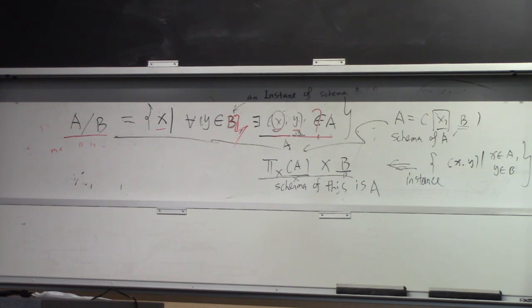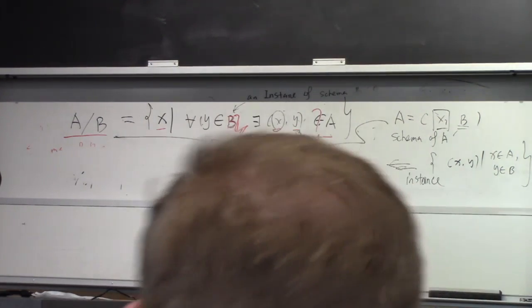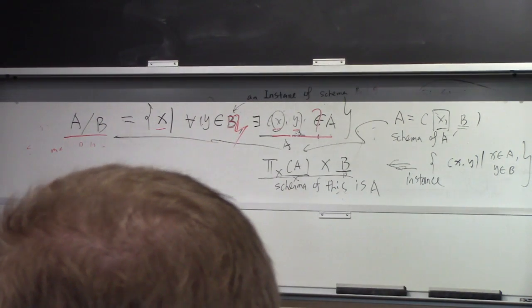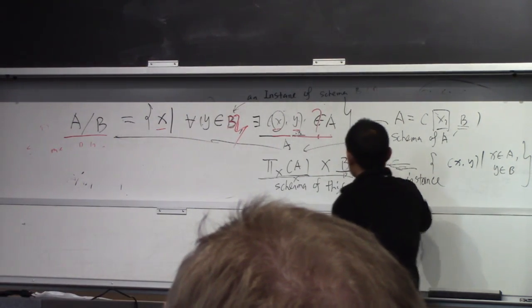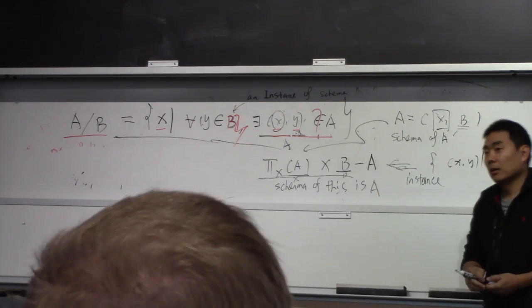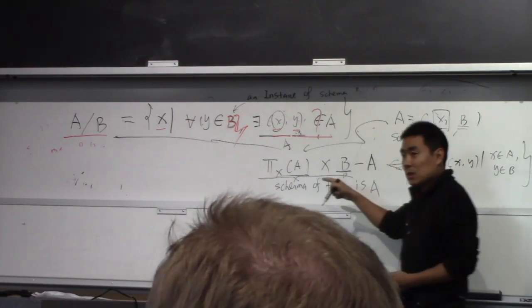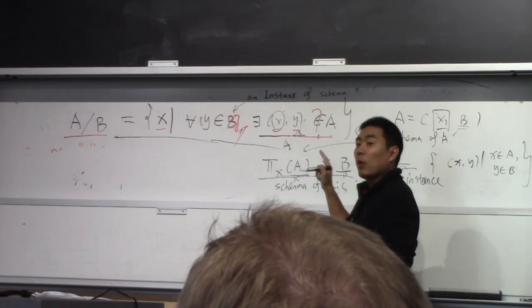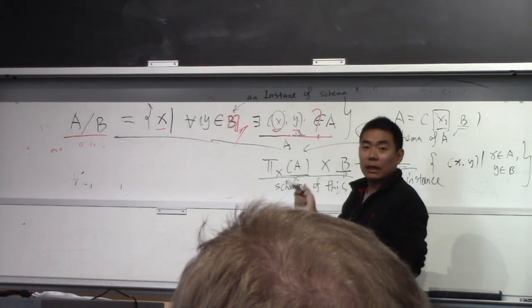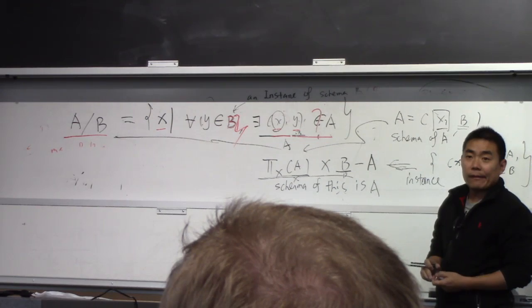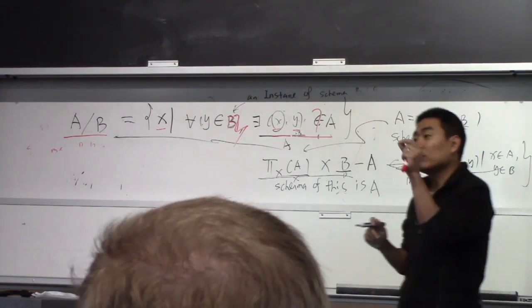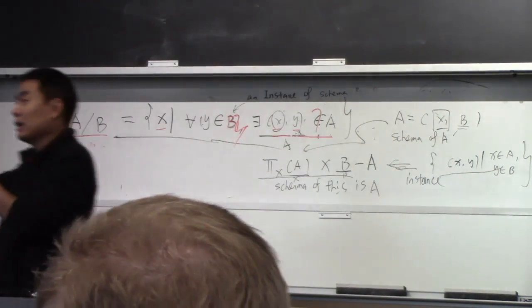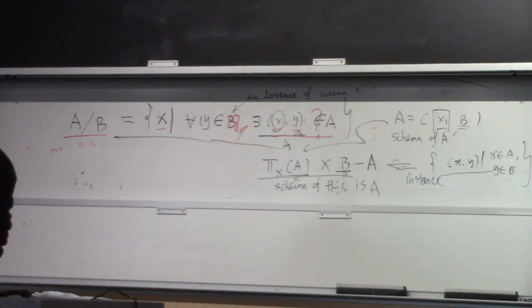And if you use this, subtract away from A itself, what does it give you? It gives you those X that pair with some Y that do not appear in A itself. Because these are all the possible pairs, you minus away A itself. It gives you those X that pair with at least one Y that do not appear in A itself.